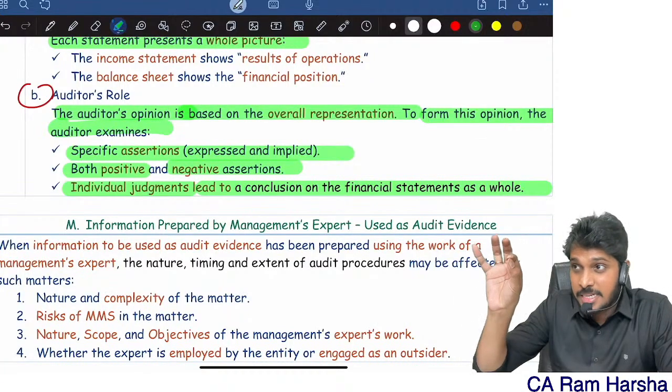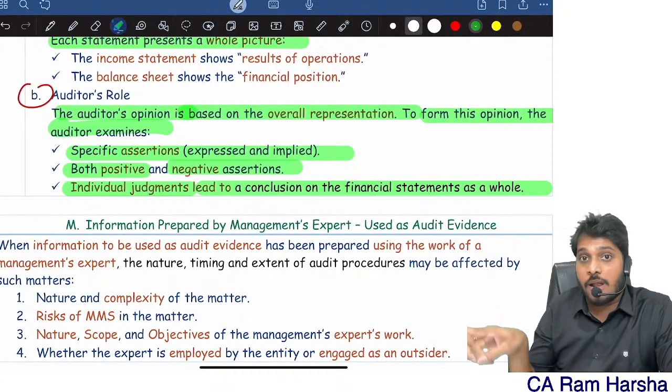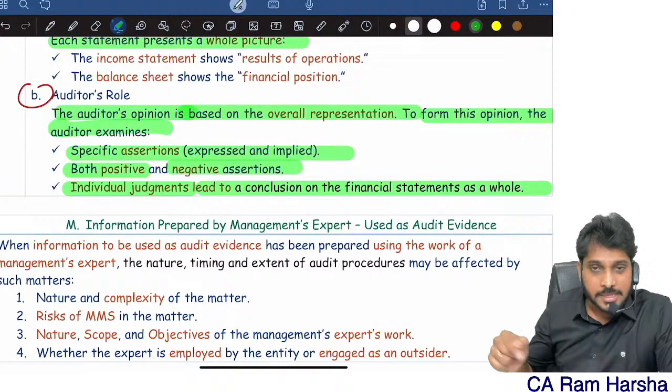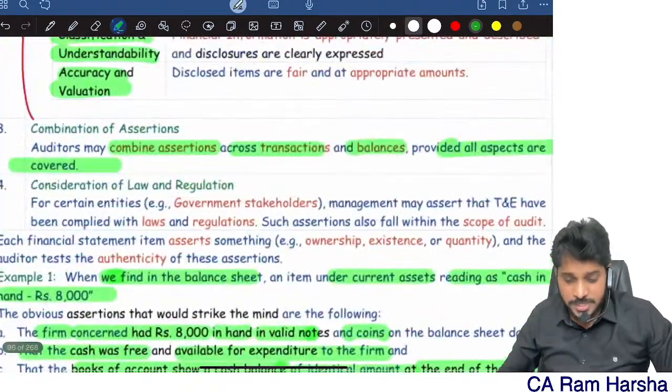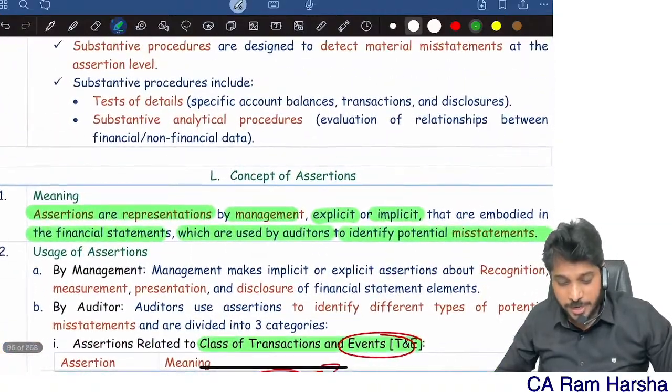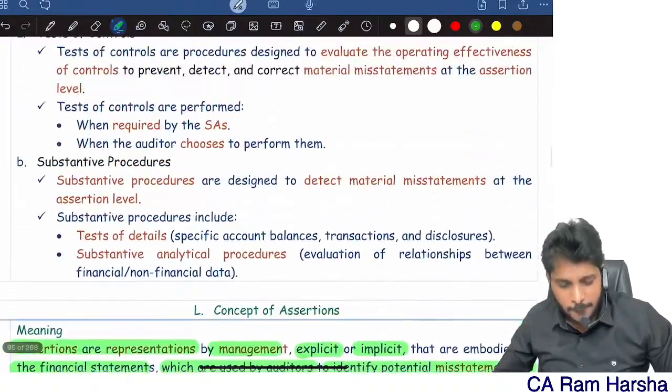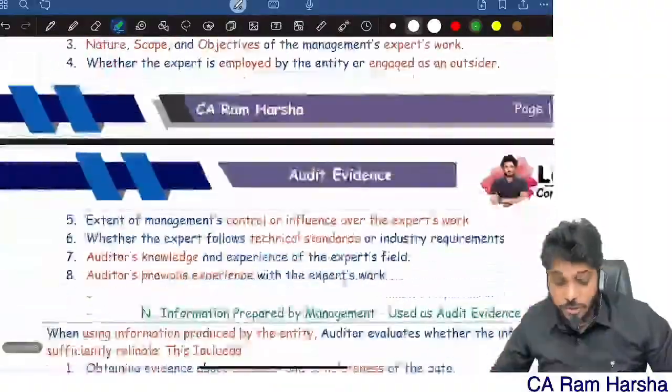So when you're reading the balance sheet, try to figure out what all it is trying to tell. Verify all those elements. That's what the assertion concept is saying. Actually, much more in depth can be discussed in this, but that's okay. From a revision point of view, this is more than sufficient.